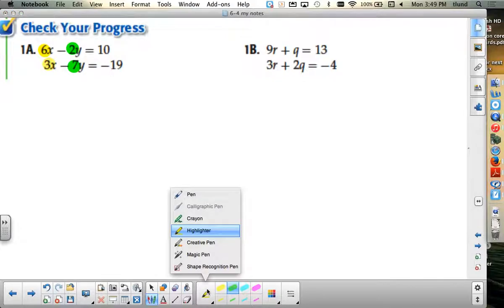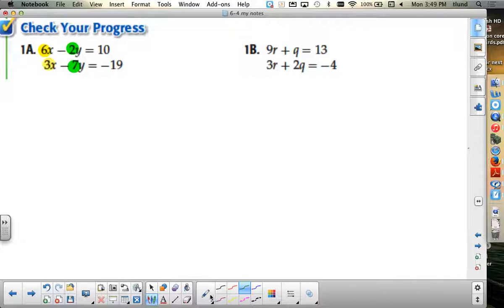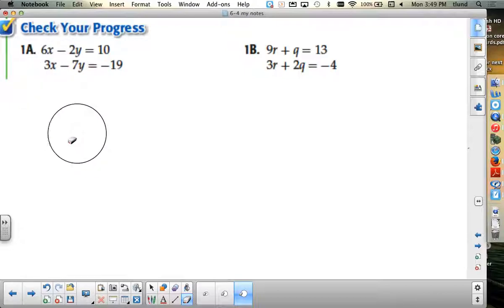We could make this happen legally if we can multiply one or both of the equations by a number that would give us opposite coefficients on either the x's or the y's. Typically, you'd have to make a decision ahead of time. Do you want to eliminate the x's or the y's? And you could do either one. Doesn't really make any difference.